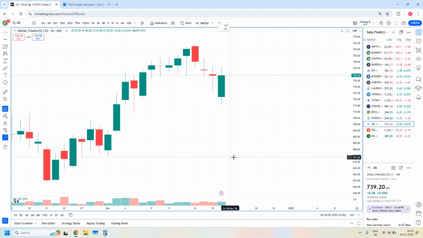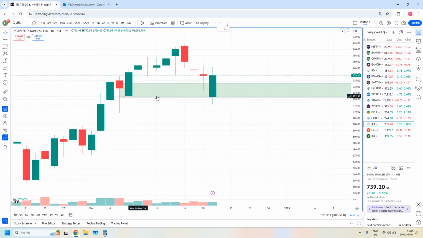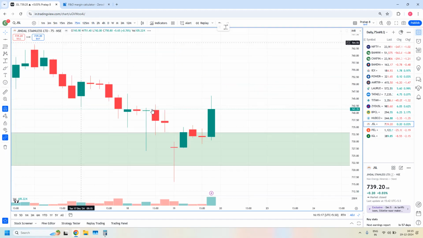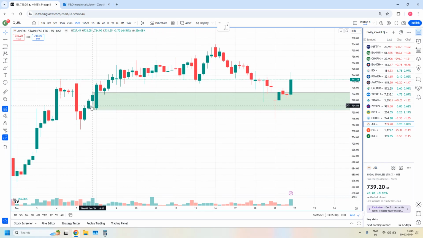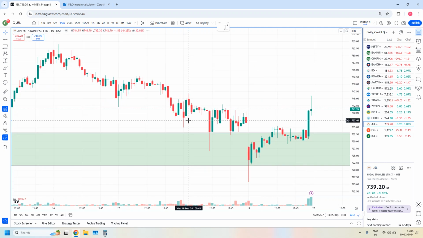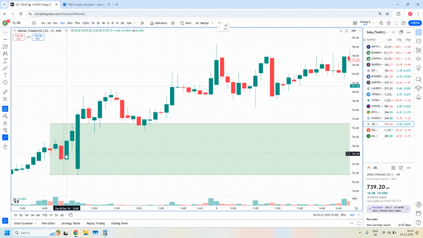Next one is JSL. See, this is also, first of all, this zone I did not fine-tune. I know this zone will be violated. Why? Go to the 75 minutes. See, 75, this is the zone. Rally, base, rally. This is the zone identified by the software. Go to the 15 minutes time frame. In 15 minutes also you can draw the zone.